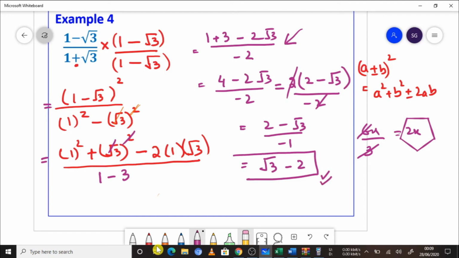So guys, today we learned about rationalization in this video. Rationalization is the process of getting rid of imaginary numbers or the incomplete squares or cube roots or any other root. You get rid of these complex numbers or root signs from the denominator and make it into a rational number. And we also learned about surds.